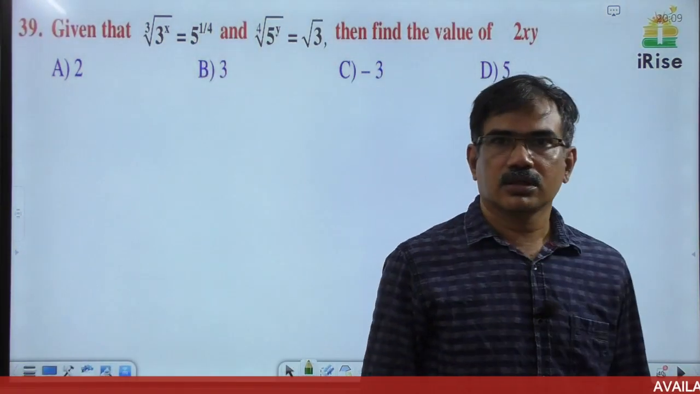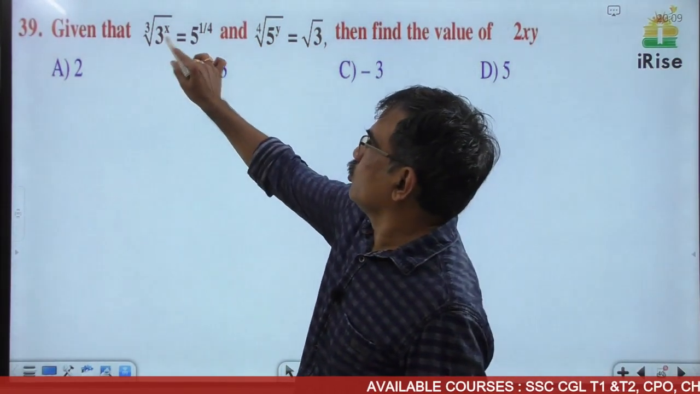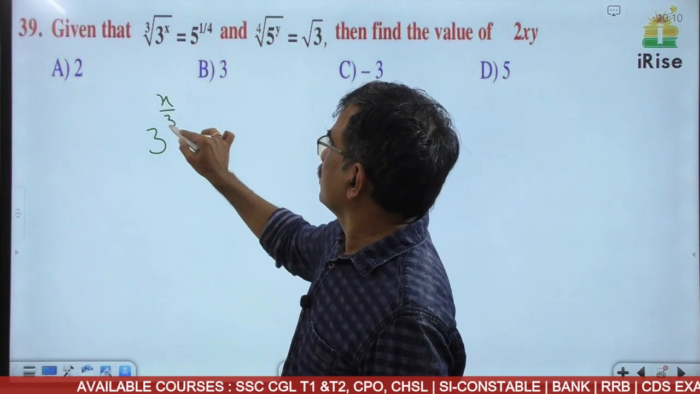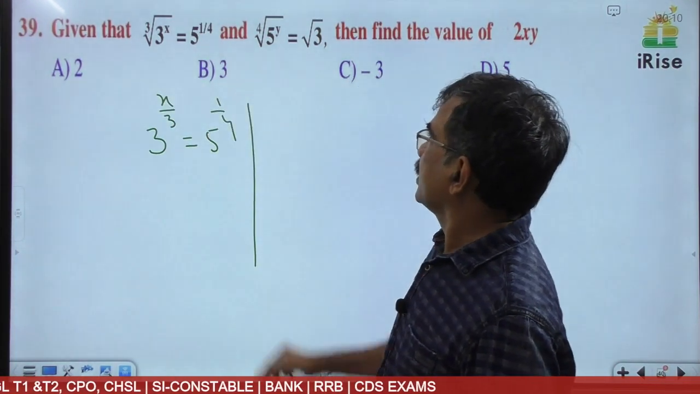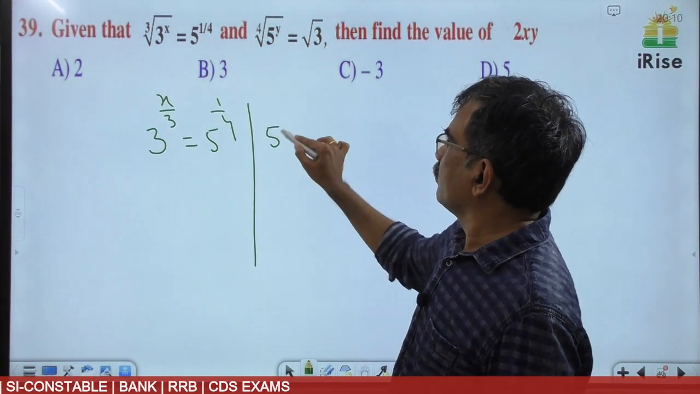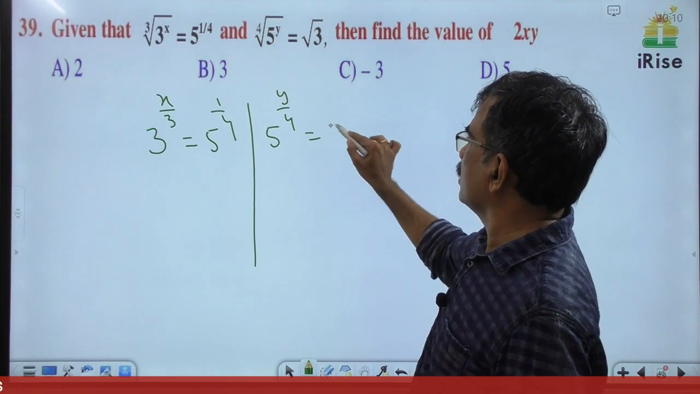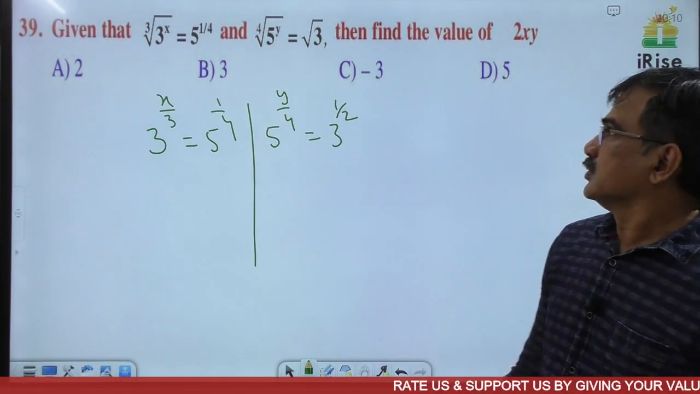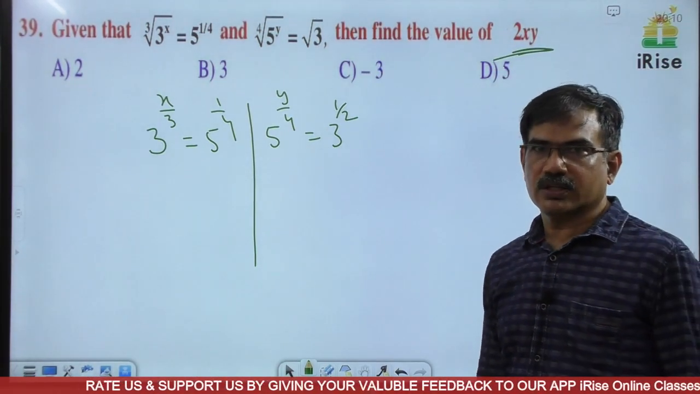This is a question related to powers. Cube root of 3 power x can be written as 3 power x by 3 is equal to 5 power 1 by 4. This is the first condition. From this we can say that 5 power y by 4 is equal to root 3, nothing but 3 power 1 by 2. Then what is 2xy? This is the question.